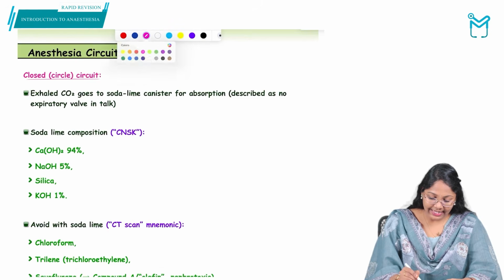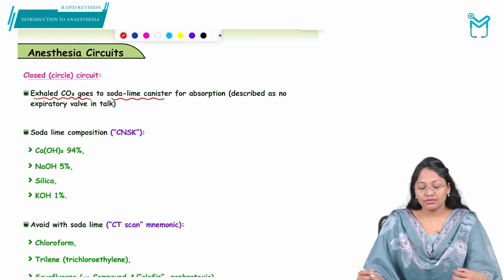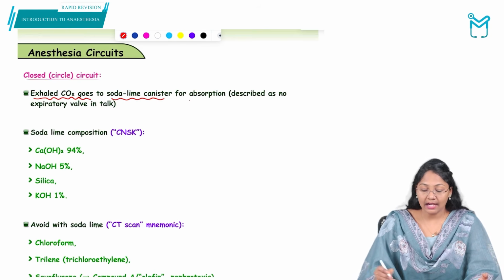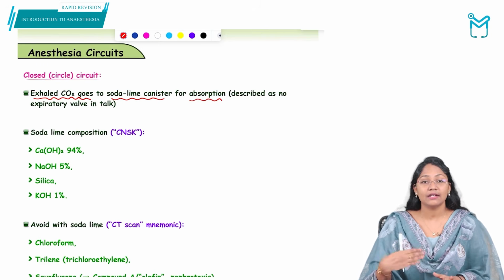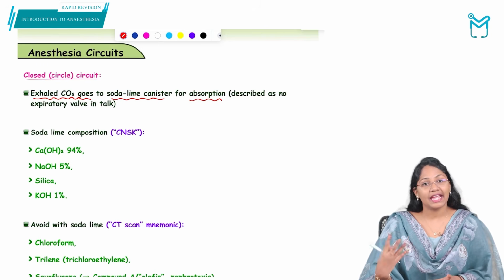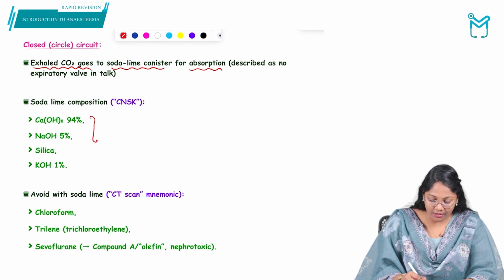Coming to the next one, which is the closed circuit. Here the exhaled carbon dioxide goes to the soda lime canister for absorption. So the carbon dioxide we are exhaling will go into the soda lime to get absorbed. So what does the soda lime consist of? It consists of CaOH2, which is 94%.